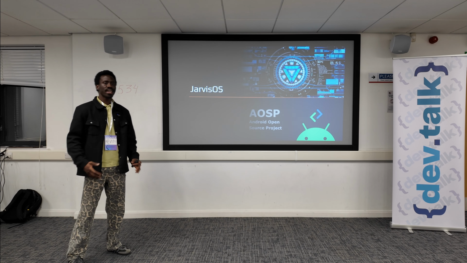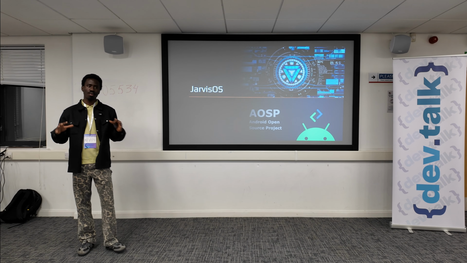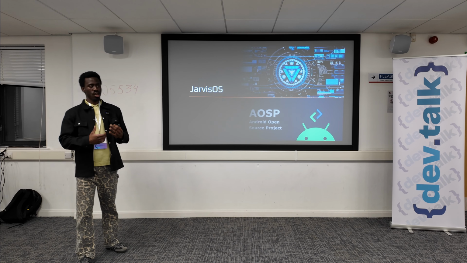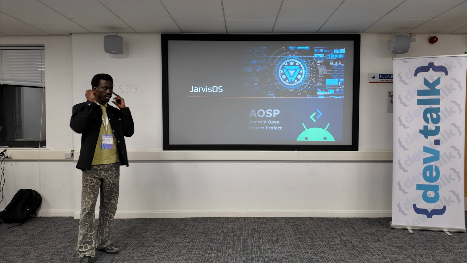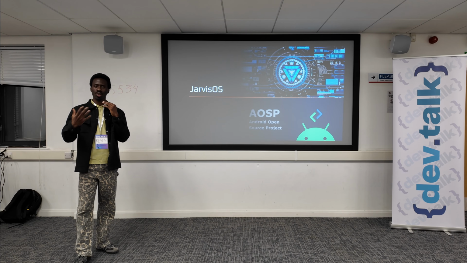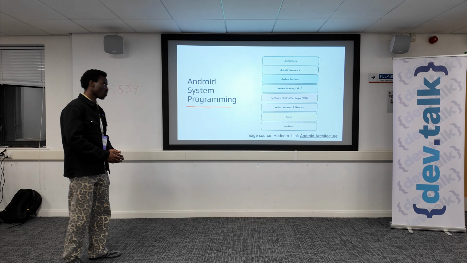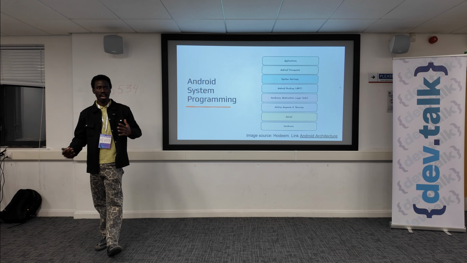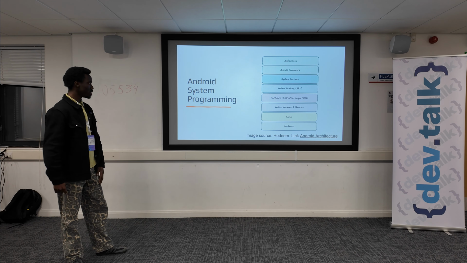JarvisOS is an idea where you have maximum control over everything, basically. Imagine you want your phone to do something for you. You can just put earbuds in and talk to it, and it can ask you questions, and then it can figure it out on its own. To do that, we need a core understanding of the Android operating system and the different layers in it.